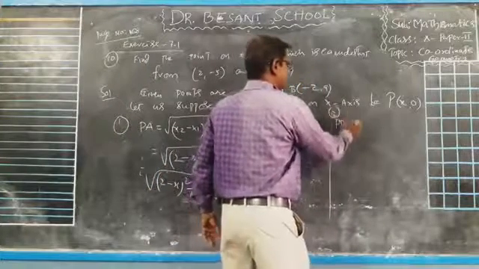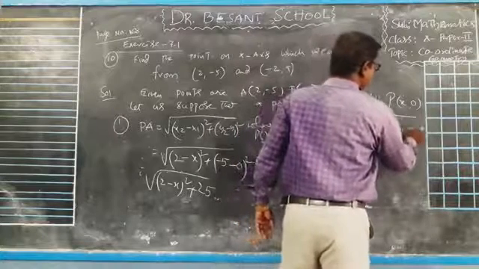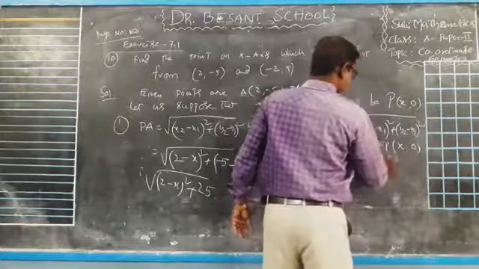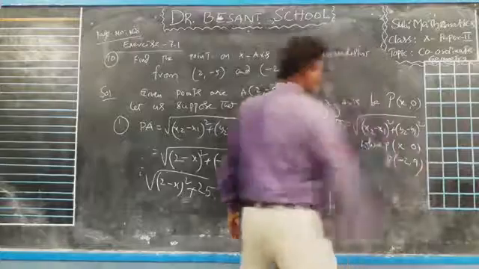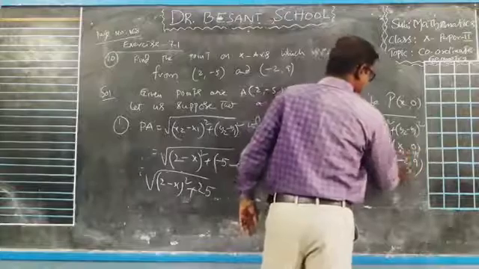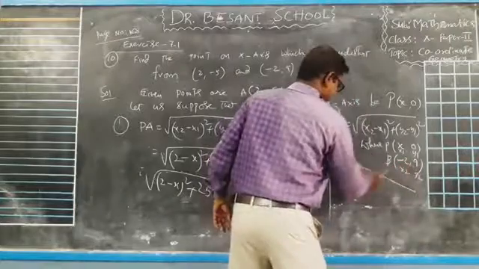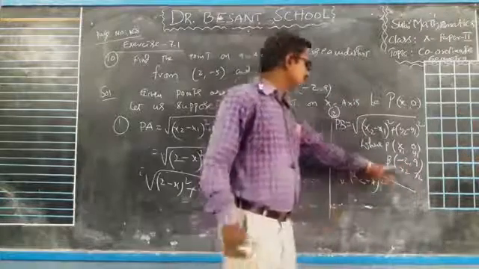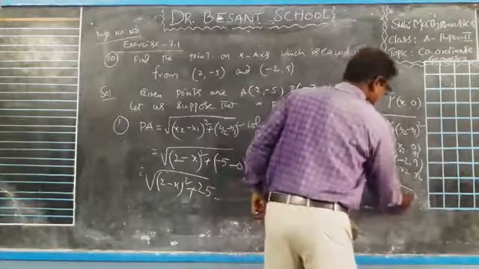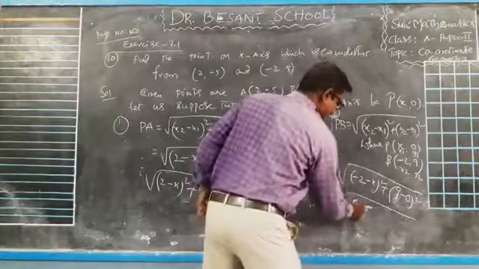Secondly we have to find PB by using the same formula, root over (x2 minus x1) whole square plus (y2 minus y1) whole square. There we need to write P is (x, 0) and B is (-2, 9). Let them be x1, y1 and x2, y2. Root over x2 minus x1, that is -2 minus x, whole square, plus y2 means 9 minus y1 is 0, whole square. So root over, minus 2 minus x, take minus as common, 2 plus x.